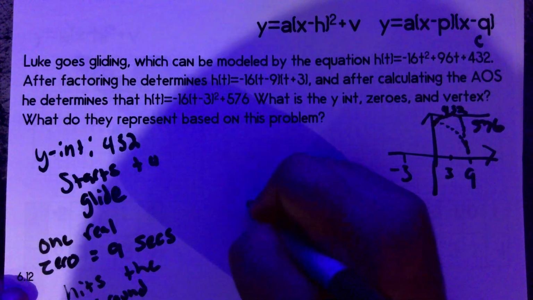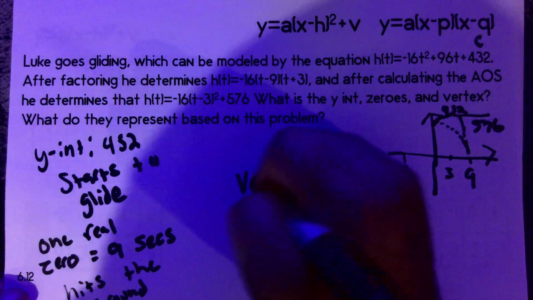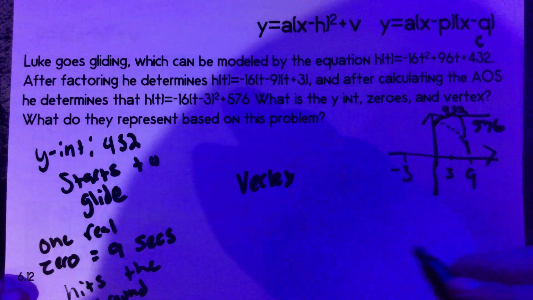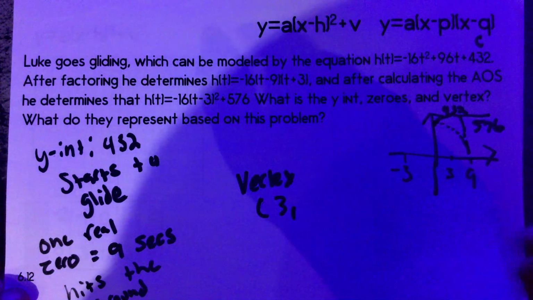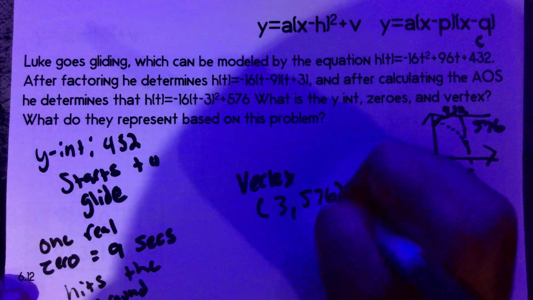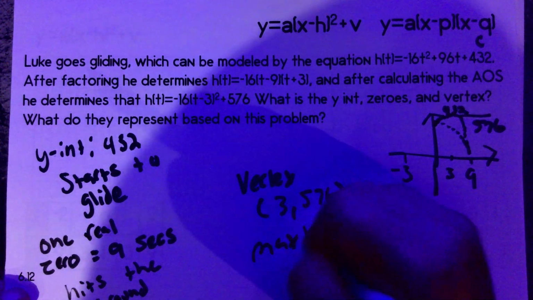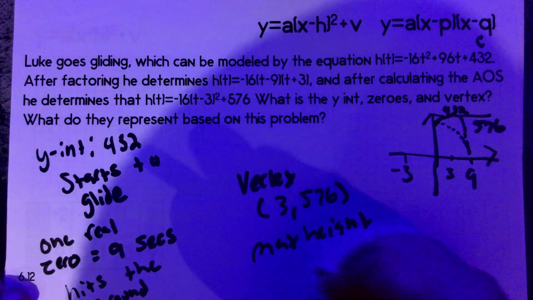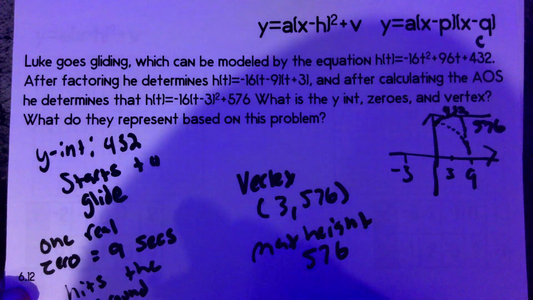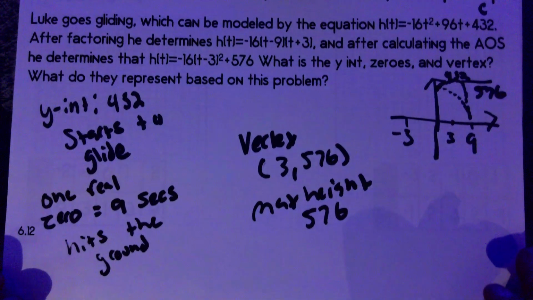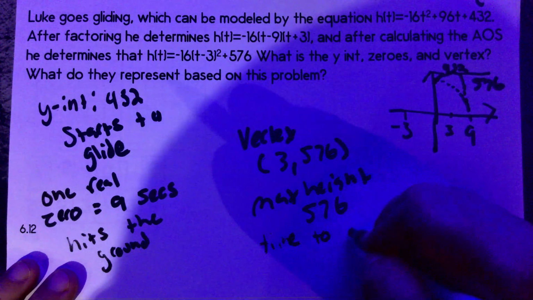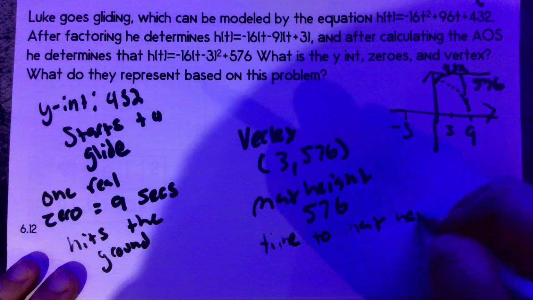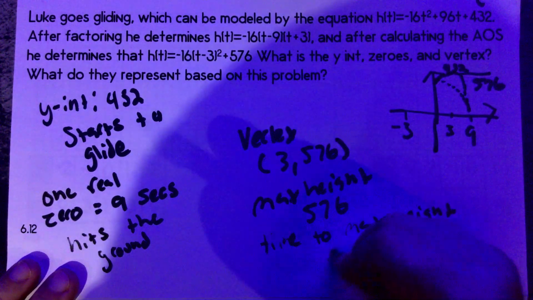So I'm going to write the vertex is going to be at 576. Max height is 576, and then the time it takes to reach the max height is 3 seconds.